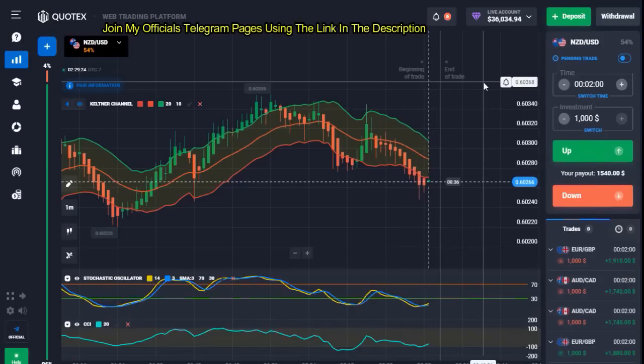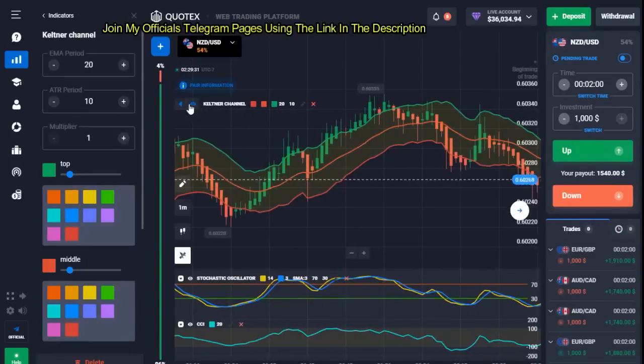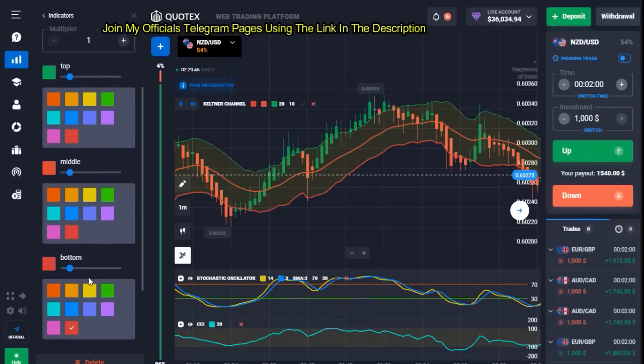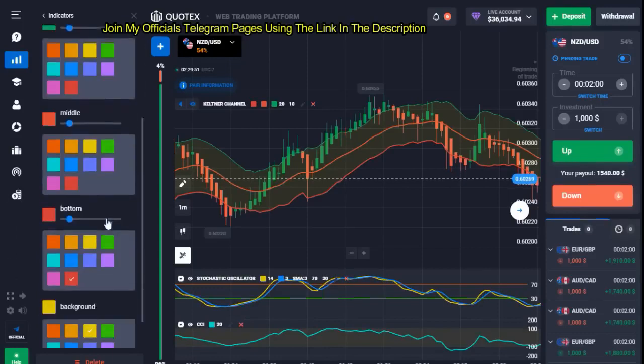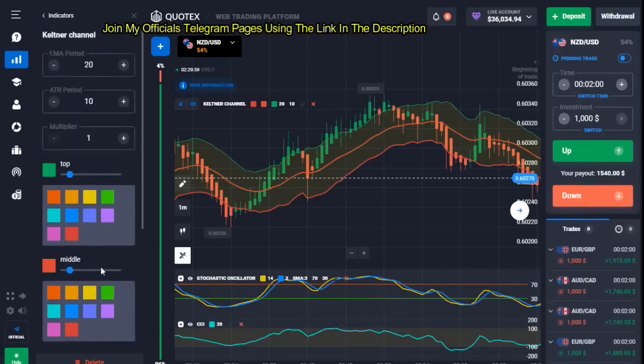So over here we have a couple of indicators. The first indicator we are using in this video is called Quotex Channel. We're using Quotex Channel with an EMA period of 20, the ATR period is 10, while the multiplier is 1. I take all the lines here. If you want to take the line, just make sure you drag it. I take all the lines here, the top, the middle, and the bottom. That's pretty much all I use. I also change the color. The bottom color I use is red, while the background here is yellow. So when you're done, you close it.